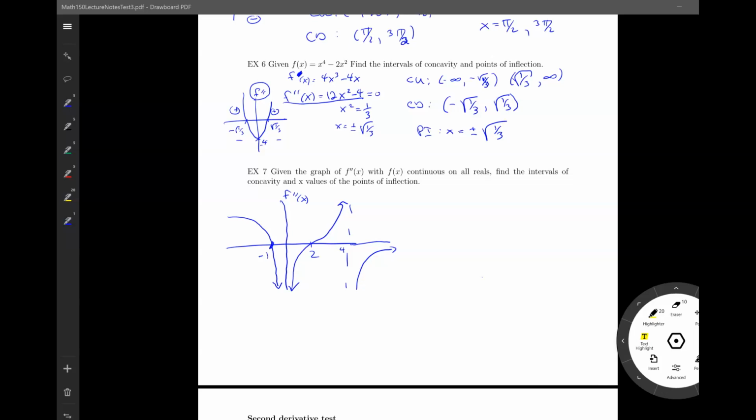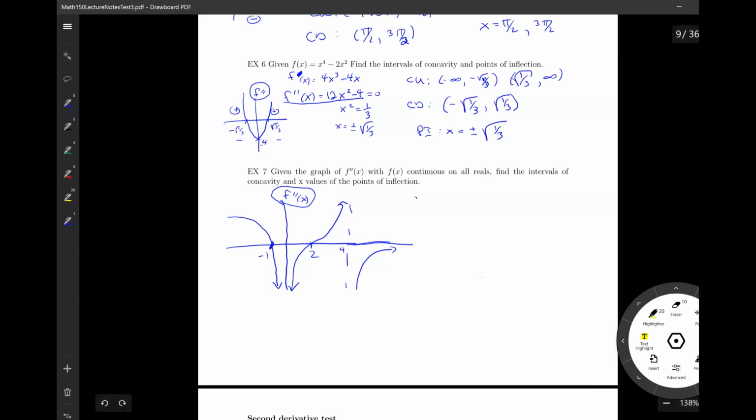All right, so take a moment and draw this graph on your notes. I had to draw it in myself. So this is the graph of the second derivative, so make sure you label it. It crosses here at -1, at 2, at 4, and I've got some asymptotes going on. So pause it if you need to.